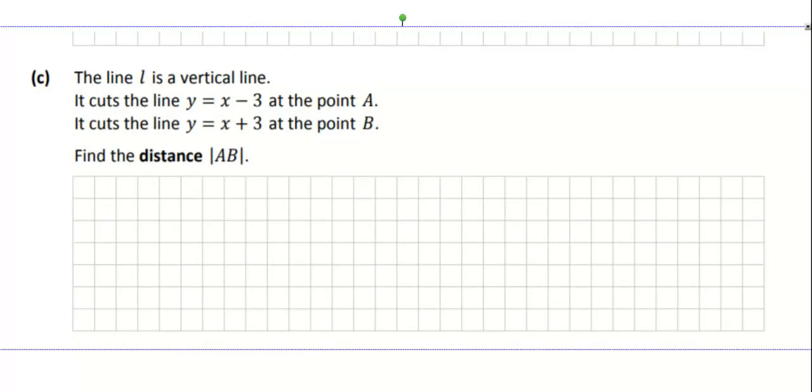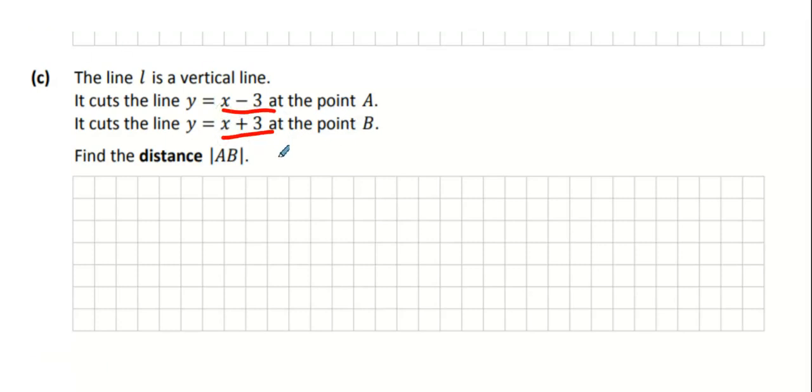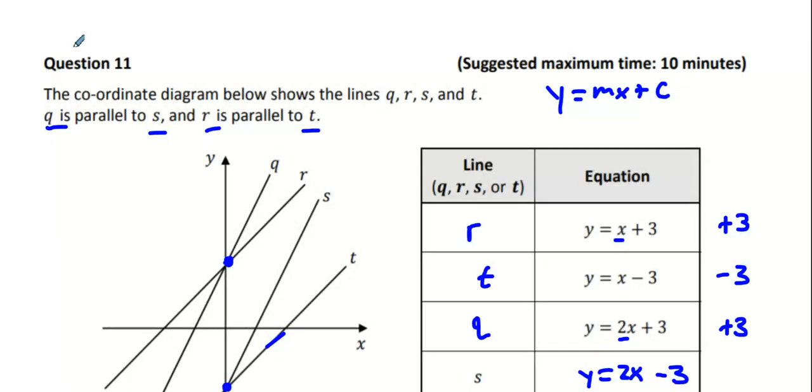Next question. The line L is a vertical line. It cuts the line y equals x minus 3 at A and the line y equals x plus 3 at point B. Find the distance of A to B. Well, there's an interesting thing about these: they are parallel lines. And it doesn't matter where you cut the parallel lines, it's always going to be the same distance in between them, provided you drop vertically.